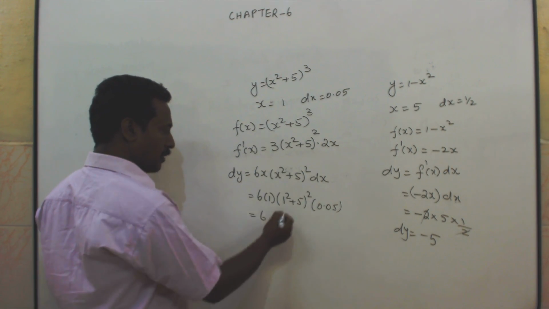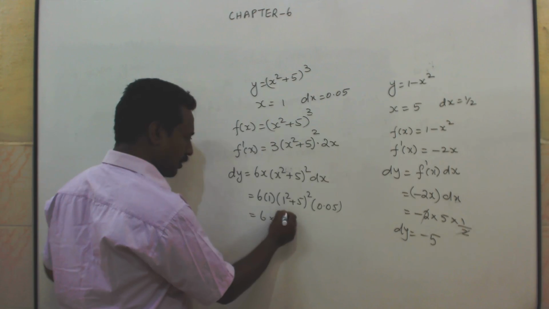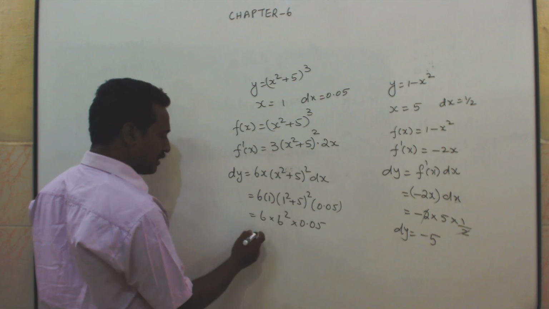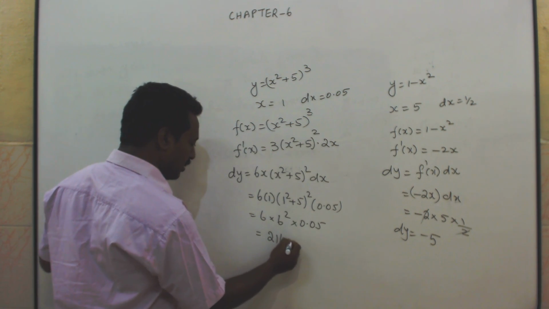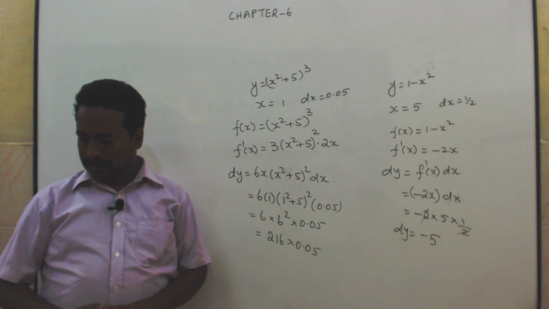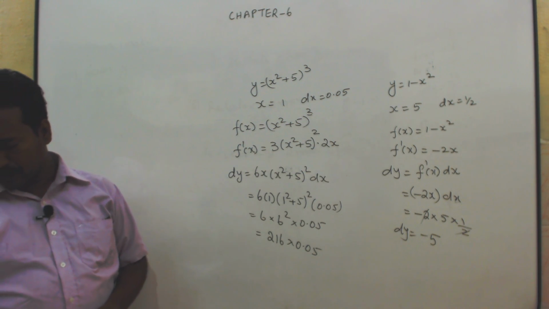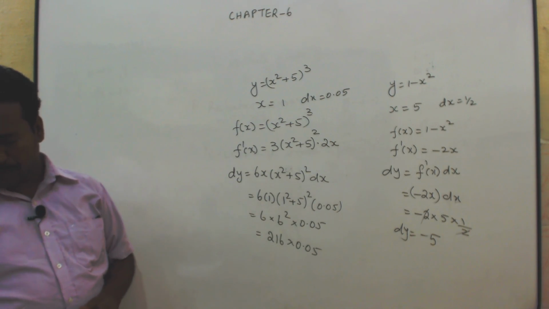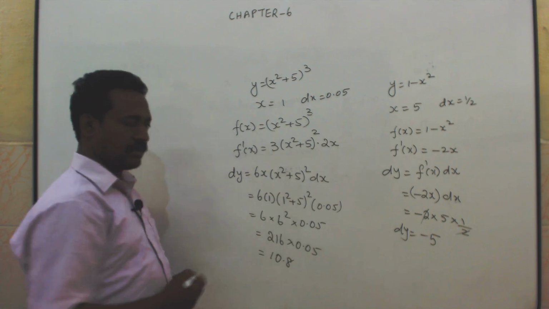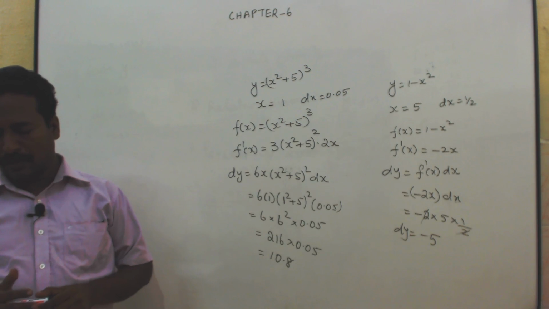6, 5 plus 1 is 6, 6 into square, that is 6 square into 0.05. 6 square is 36, 36 into 6, 216 into 0.05. When we multiply and simplify, we will get 10.8. The same way do the remaining problems.